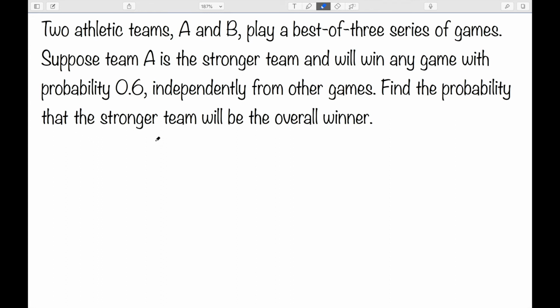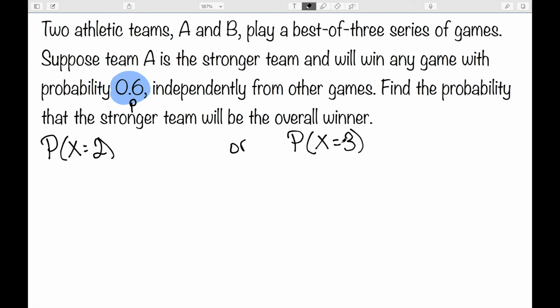This is a negative binomial distribution. We have a probability of 0.6. And we need to win 2 out of 3 games. Well, there are 2 ways that could happen. We could win the first 2 games and be done, or we could win on the 3rd game. So we could win 1 and lose 1 in whatever order, and then win the 3rd.